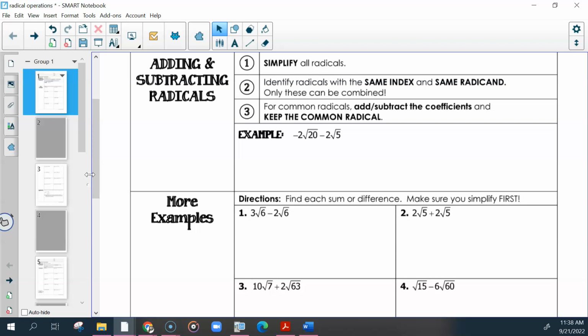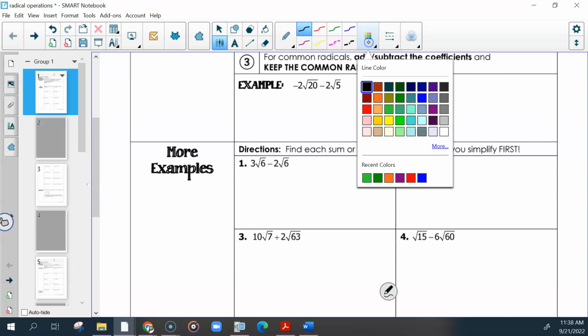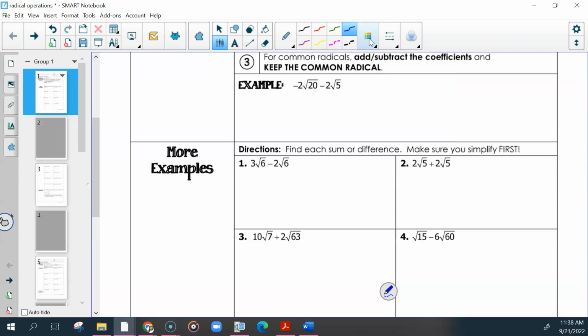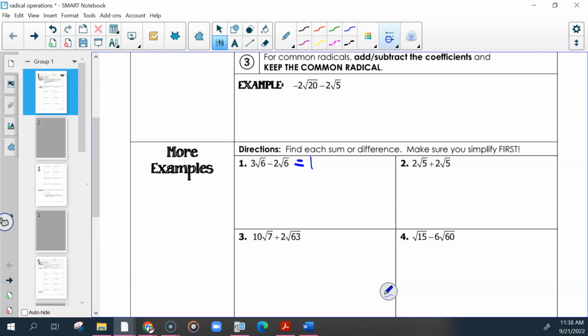So if these are the same, and these are both the same index, so these are both square root, they both have a radicand of 6, then just like when we combine like terms, we really just take the number in front, add or subtract those together, and then put the radical at the end. Same thing. So this would be me adding or subtracting 3 minus 2, which would give us 1. And then I would just put the radical afterwards. Or just radical 6.